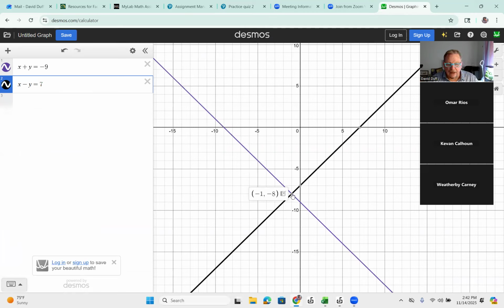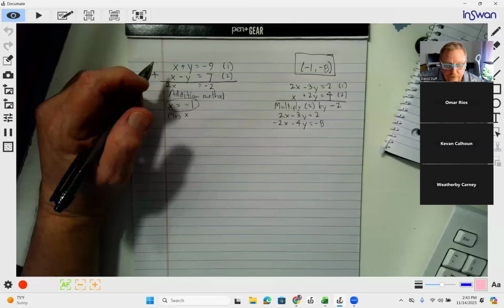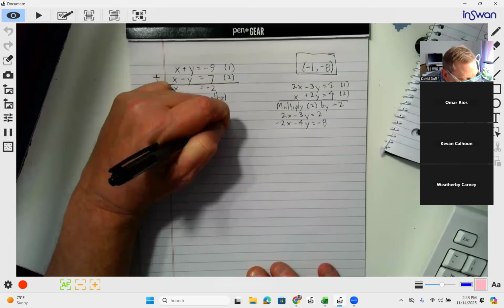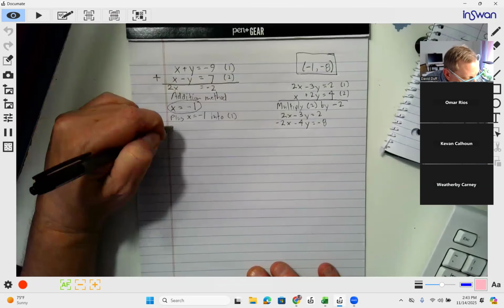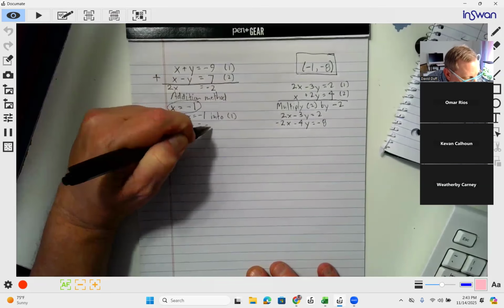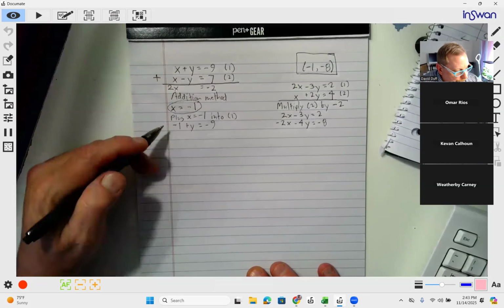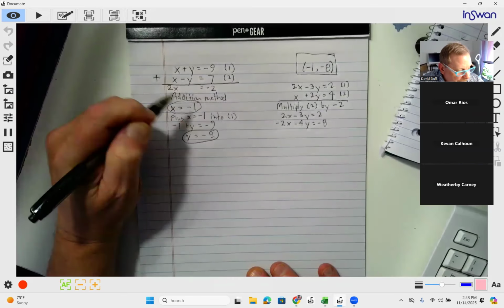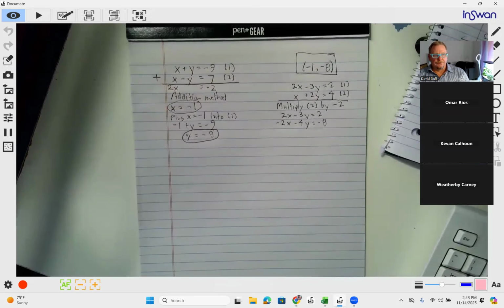I can take that x value and plug it into either equation 1 or equation 2 to get my y value. So if I plug, let me pull this back up again. If I plug x equals -1 into equation 1, I'll get -1 plus y is equal to -9. And then if I add 1 to both sides, I get y is equal to -8. That is how you solve a system of equations. Okay? That's how you do it.